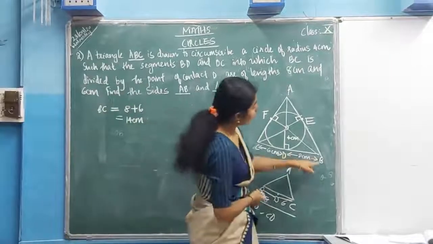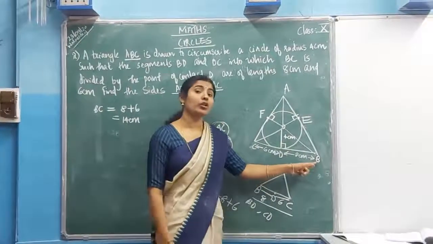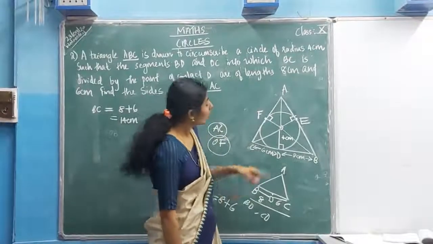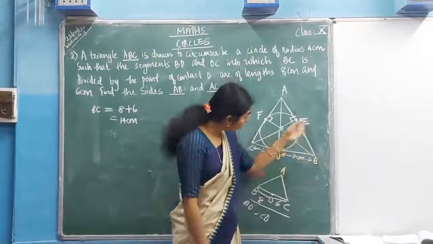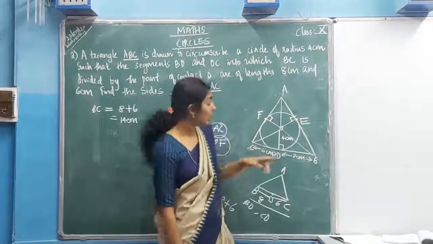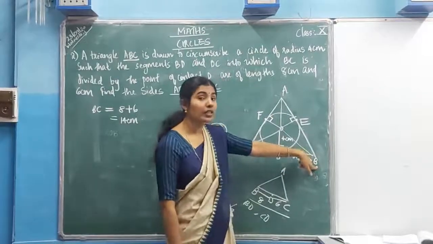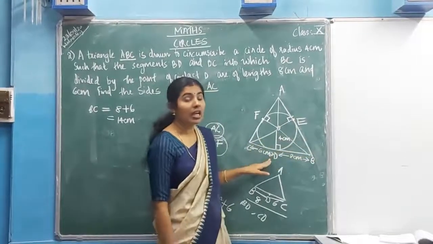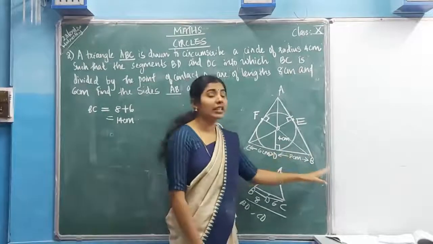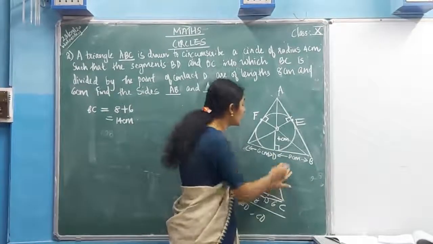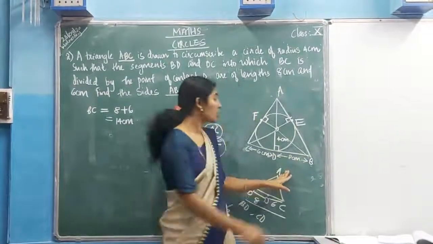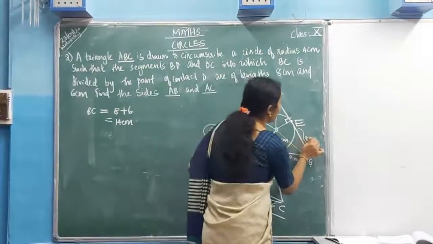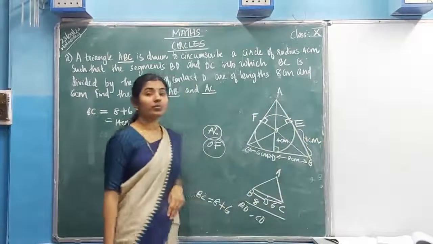And now we see B is an external point of the circle. From B we are drawing two tangents. Again you see B is an external point of the circle. From this external point we are drawing two tangents. And as we have studied, the lengths of tangents are equal. So BD is 8 cm. So what about EB? EB is also 8 cm.